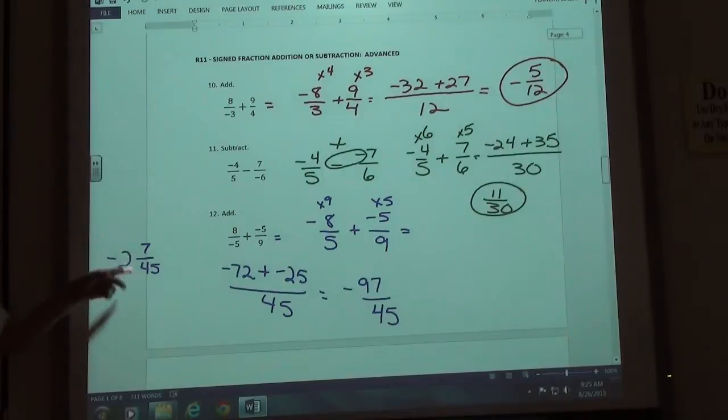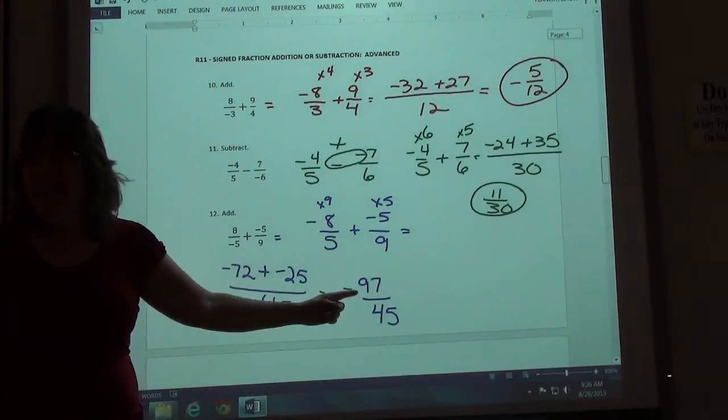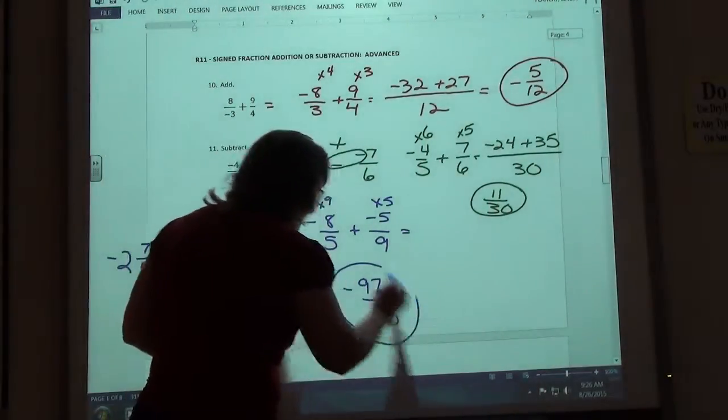The default on the calculator is to give you the mixed number. If you want to change that to an improper fraction, what you're going to do is hit the shift button and then the fraction. Notice above that fraction button they just have a D over C. It means it's going to change it into just fraction form, not mixed number form. So if you do shift in the fraction button, then what shows up? Hopefully negative 97 over 45.